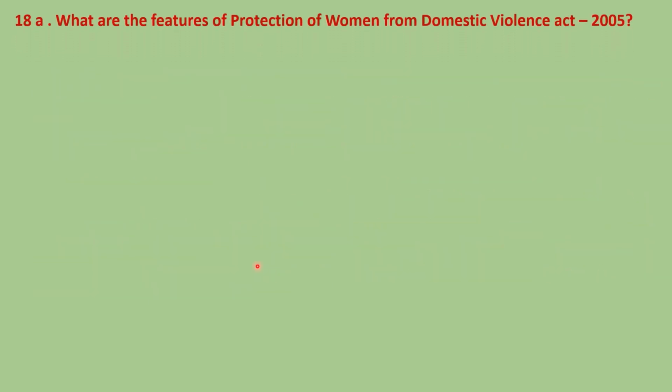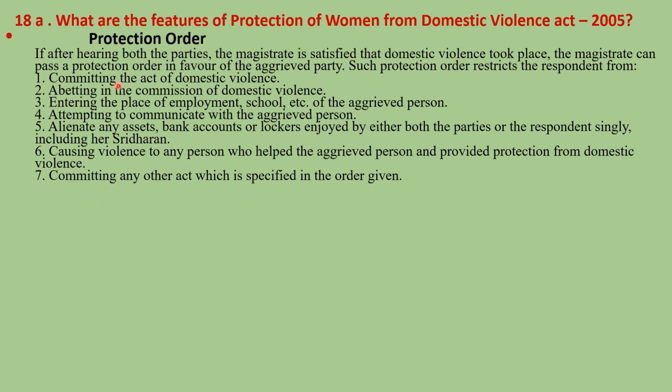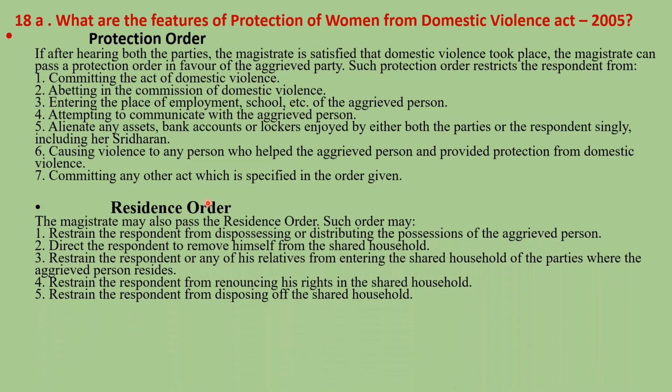What are the features of Protection of Women from Domestic Violence Act 2005? The protection order prohibits committing the act of domestic violence, abetting in the commission of domestic violence, and causing violence to any person who helped the aggrieved person and provided protection from domestic violence. So these are all protection orders. They protect it. Then comes the residence order. The magistrate may also pass the residence order. Such order may have all these points, students.